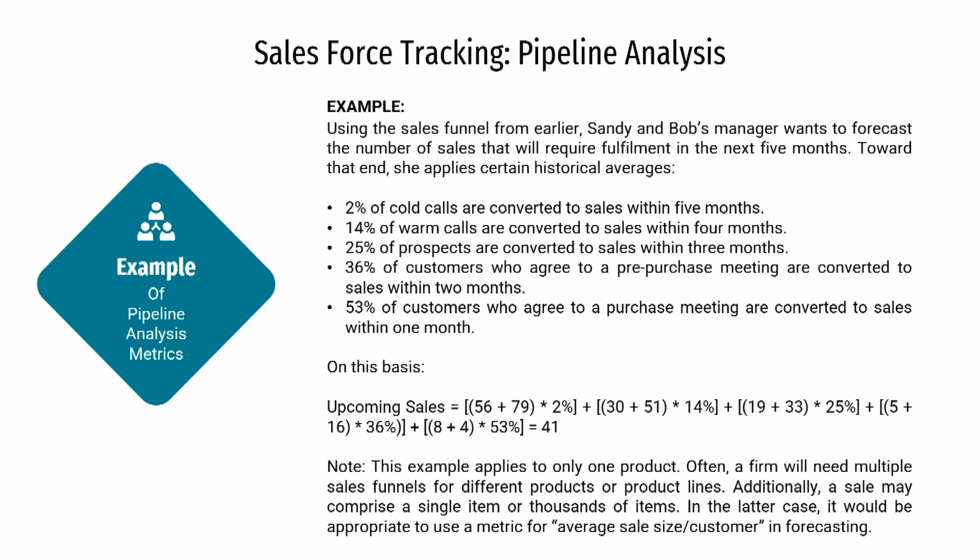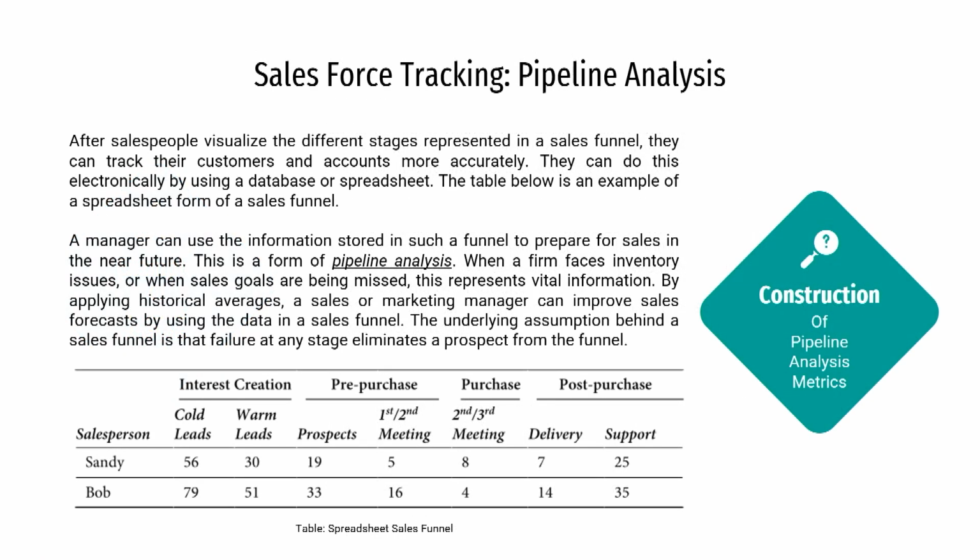Let us look at one example. Using the sales funnel from earlier, Sandy and Bob's manager wants to forecast the number of sales that will require fulfillment in the next 5 months. Towards that end, she applies certain historical averages. If you look at these historical averages, 2% of the cold calls are converted to sales within 5 months. Now what is that value for Sandy and Bob?